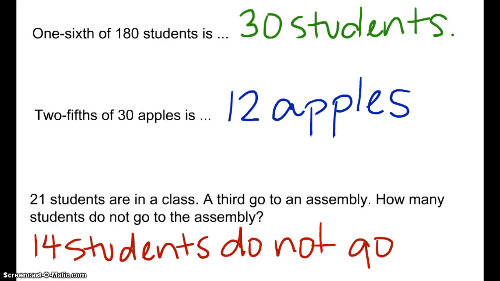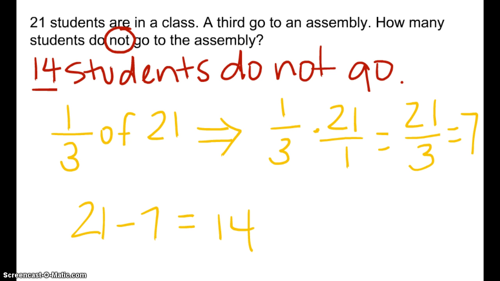Alright, and then for the last one, did you get that 14 students do not go to the assembly? You should have gotten that 14 students do not go, and let's look at why. So what I did is I took 1/3 of the 21 students, and those are the students who go, so 1/3 of 21 over 1, and I multiplied across, and I got 21 divided by 3 is 7, and then 21, take away those 7 students, leaves 14 students. That's just one way to do it. Maybe you took the 2/3 that did not go of the 21. Maybe you drew a picture. Let the problem make sense to you.